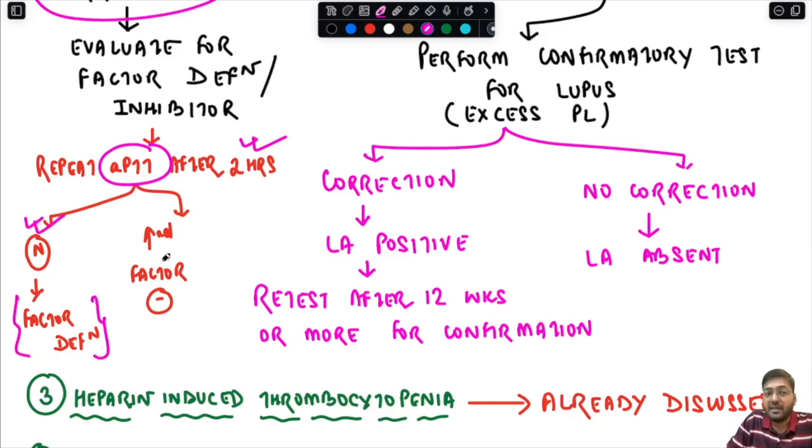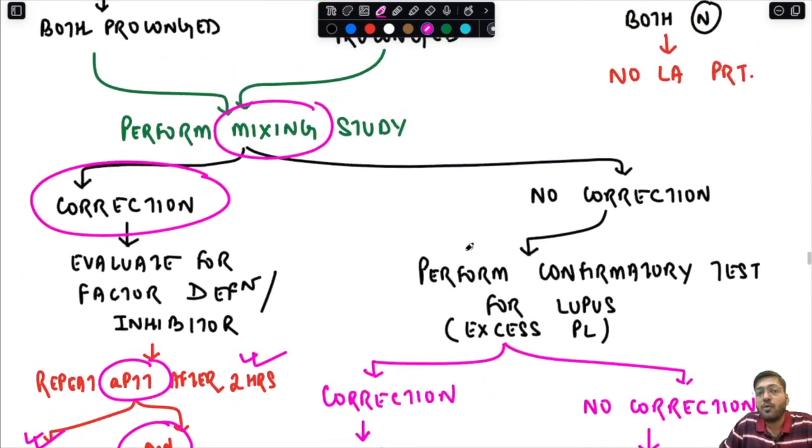But if the APTT becomes prolonged after 2 hours, that means there are certain factors or inhibitors present in the patient's plasma which are again prolonging the APTT time after 2 hours. So this is indicative of presence of factor inhibitors. Okay, I hope you have understood.